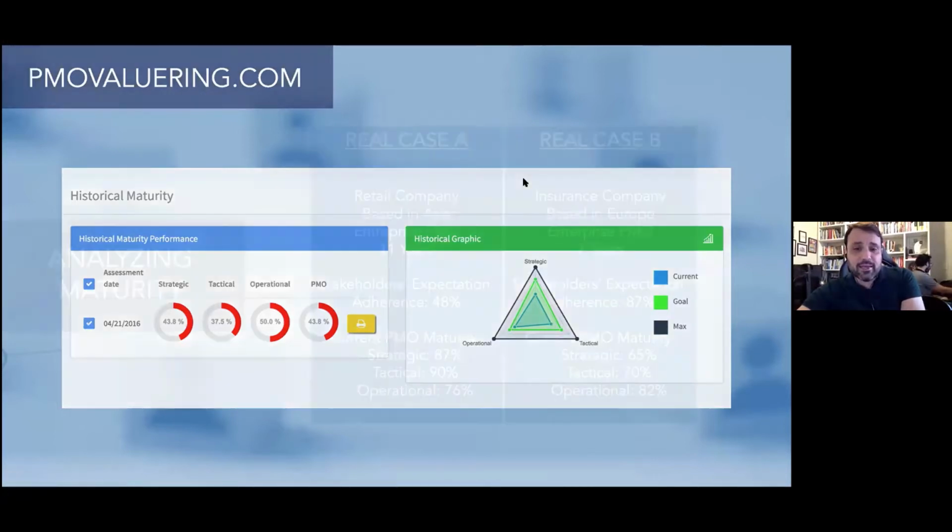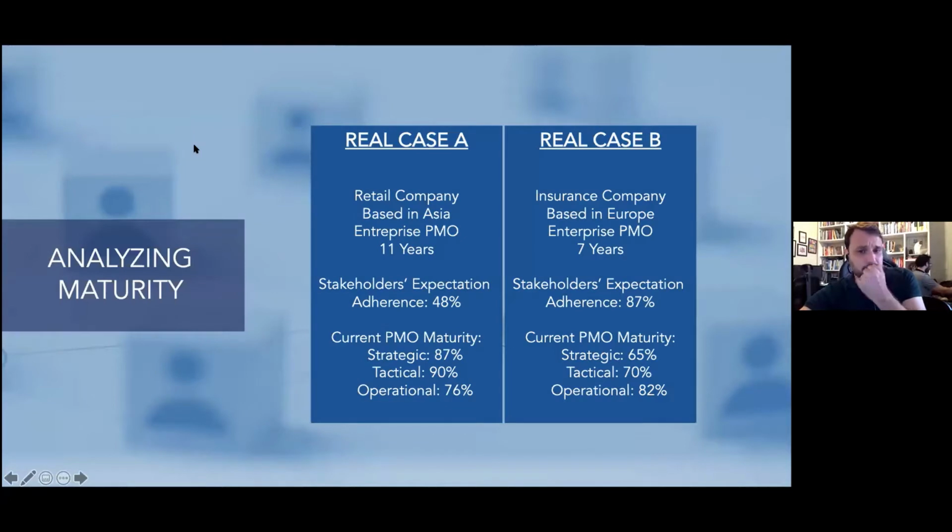So finally, let me give you some examples. We have two real cases here, case A and case B. Case A is a retail company based in Asia. It's an enterprise PMO, 11 years old, right? Case B is an insurance company in Europe, enterprise PMO, 7 years of existence.